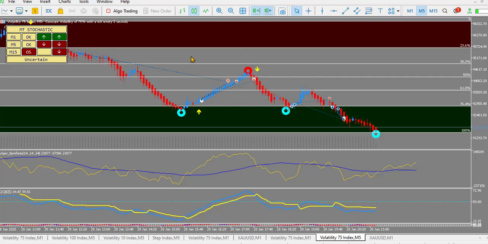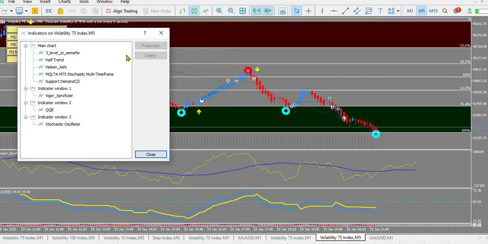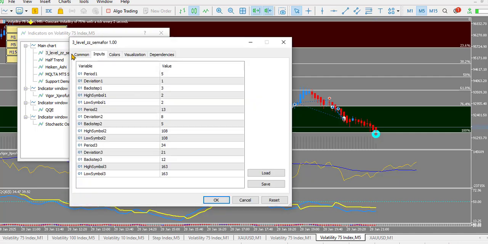Now let me show you all the indicators that I use for this particular strategy before we move on. Now I have the 3-level semaphore indicator, and this is this particular indicator here, the round ball here. This is the semaphore indicator, and I have the uptrend indicator, and here is the indicator here. Now let me show you the value for each of the indicators so that you can set it up manually.